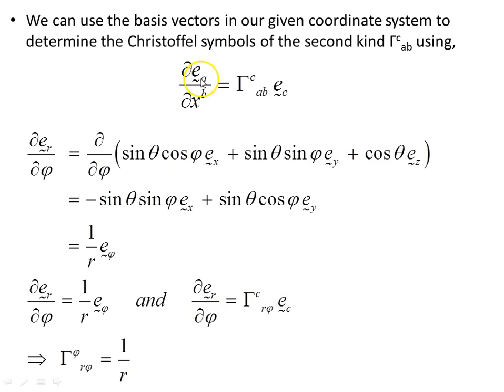If we follow the rule here, ab in the lower indices, so r and phi in the lower indices gives us r phi here, and then we expand it in terms of c and e_c. But if we equate this term with this one, because they're both the same thing, then we find that this Christoffel symbol of the second kind must be equal to 1 on r for this case. And that's how we'll proceed to find all the other Christoffel symbols.